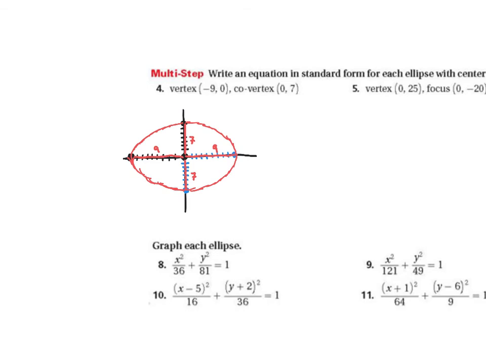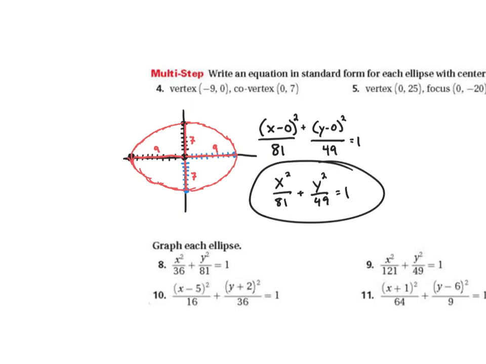Okay, so let's try to put this together. Remember, our center is at 0, 0. So really it's x minus 0, then we have a y minus 0, and we're going to square those. But now let's put them over their denominators. Since we stretched along the x, we're going to take 9 squared and give it 81. And since we did the minor stretch along the y, that's the smaller number, 7 squared is 49, and it should equal 1. At the end of the day, x squared over 81 plus y squared over 49 equals 1. That cleans it up real nicely.